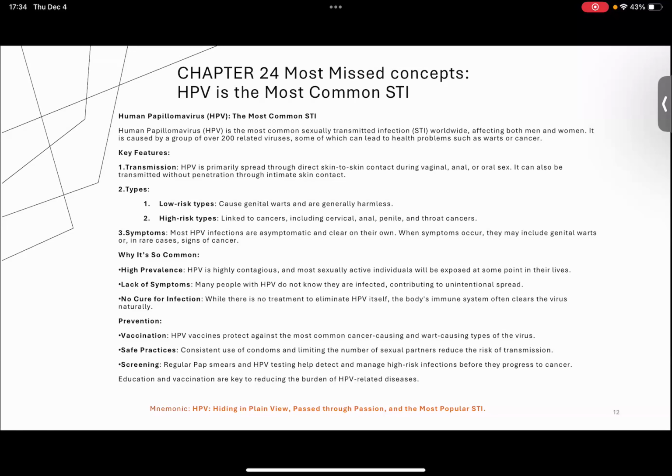It is transmitted through sexual contact. It can also be transmitted through skin-to-skin contact, non-sexual contact. This is also the cause of warts, period. So FYI.